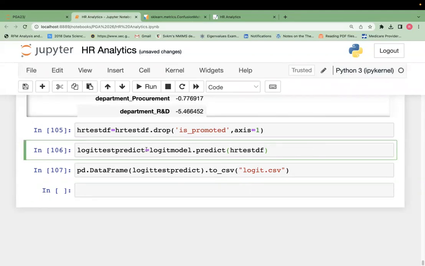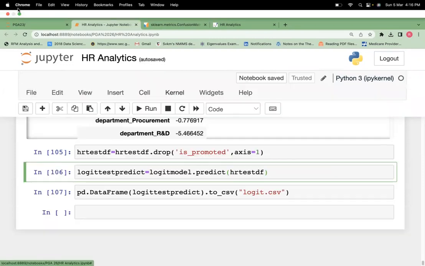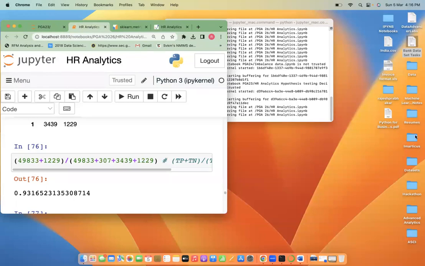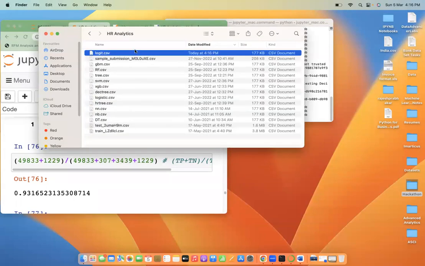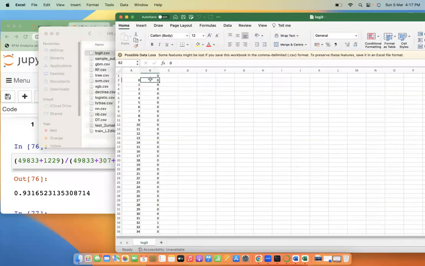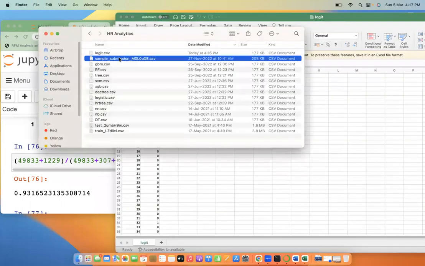We got the predicted values, right? Zeros and ones predicted we'll get. That we are putting into a CSV file. Now just let me use the hackathon folder. There is HR analytics. So see, this is the file we got. These are our predictions. We also have our sample submission file.